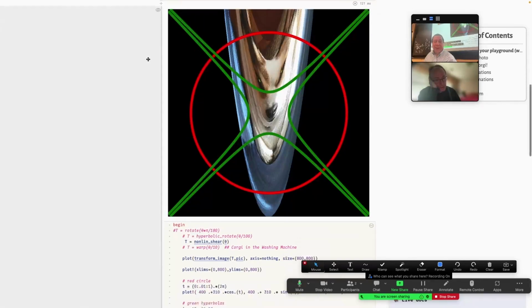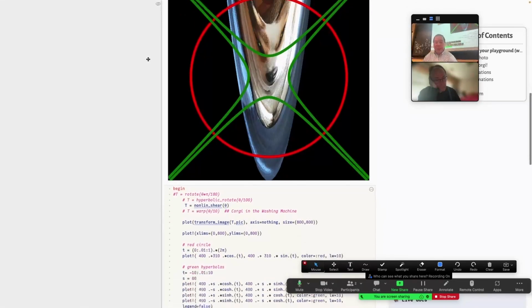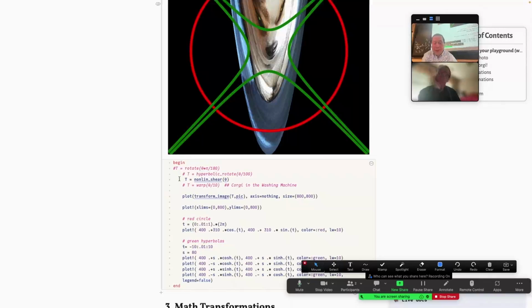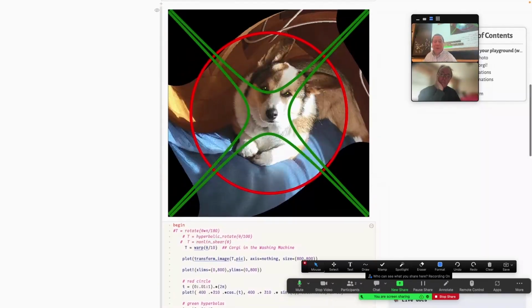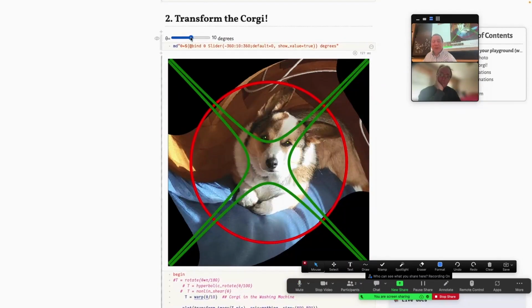It's much more of a, here he is. Poor Philip is being folded up, and then there's this warp. I mean, we could put in any function you want. This is Julia. So here's a warping, which is also nonlinear.